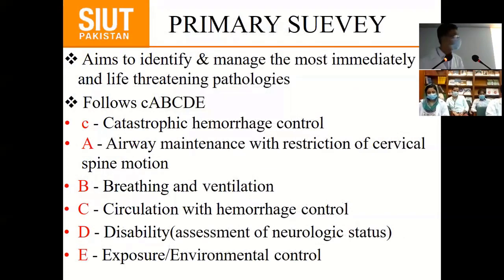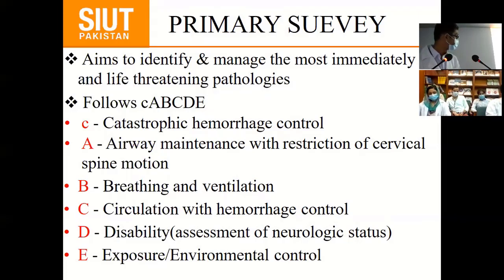The primary survey. The aim is to identify and manage the most immediately life-threatening pathologies. It includes small c, which is catastrophic hemorrhage control, first of all from any limb. If there is severe bleeding, control that.